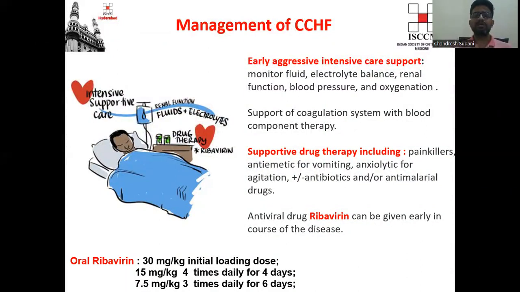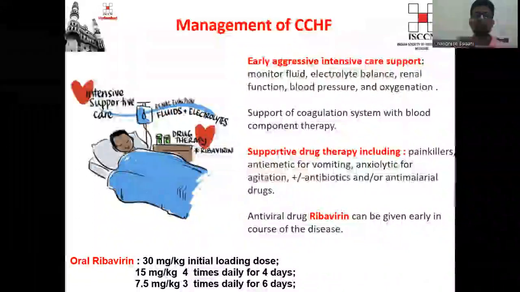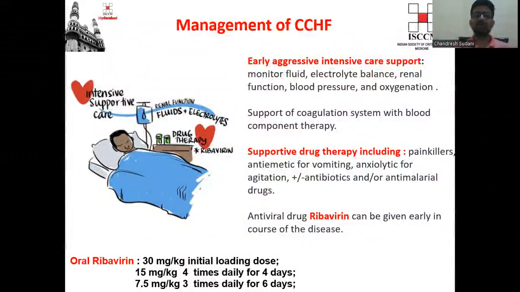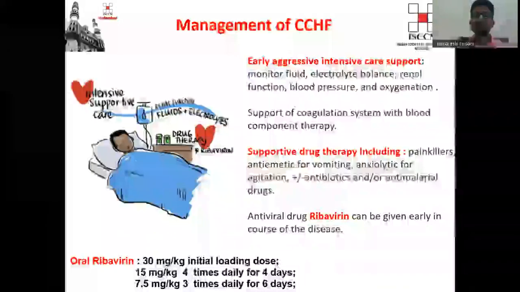The most commonly used antiviral drug for this disease is ribavirin. Ribavirin can be given in oral form, particularly within the first 10 days. The loading dose is around 30 mg per kg, which almost comes to 2 grams, followed by 15 mg per kg 4 times a day and 7.5 mg per kg 3 times a day. This should be continued for a total of another 10 days.